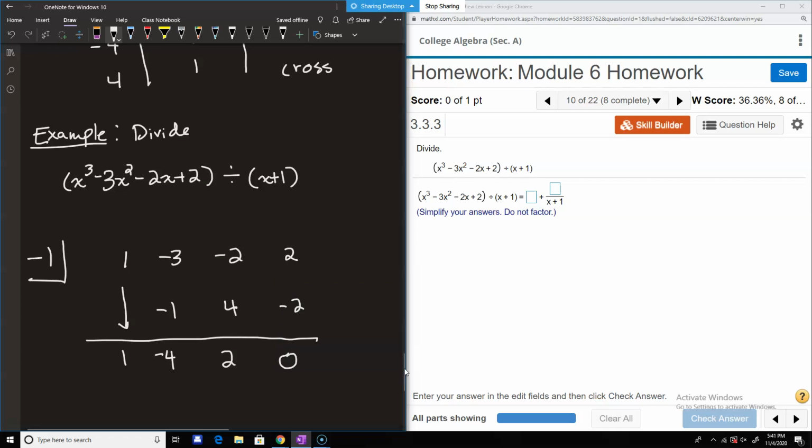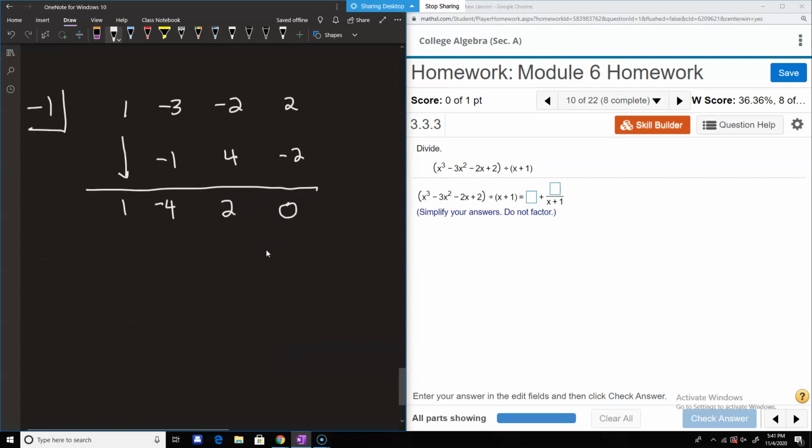What is that telling us? Well, this is the remainder. This is the constant. This is the x term. And this is the x squared term.